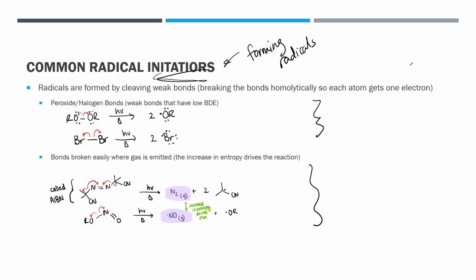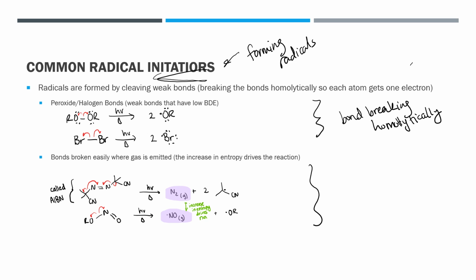This first group I just call bond breaking homolytically. This is where you have a bond that breaks, and the bond gives one electron to one atom and the other electron to the other atom. So now we have two unpaired electrons on two different atoms. And that's what a radical is: an atom with unpaired electrons, or a compound with unpaired electrons.